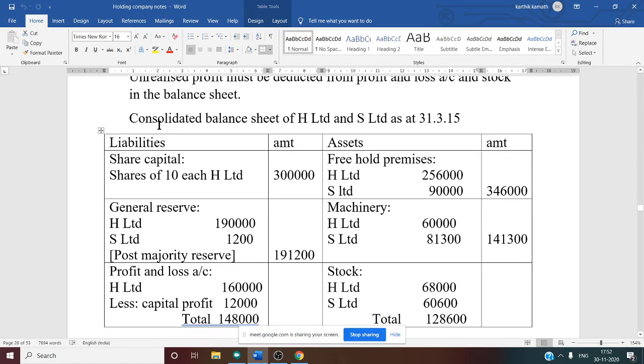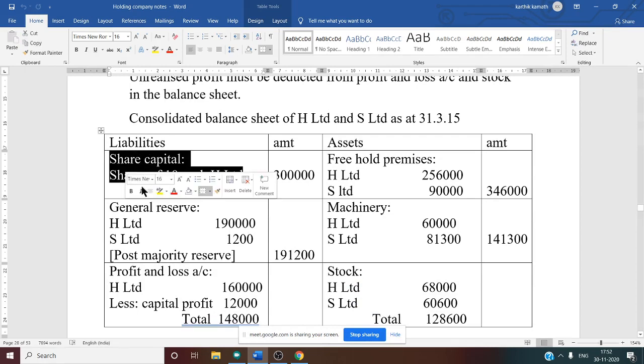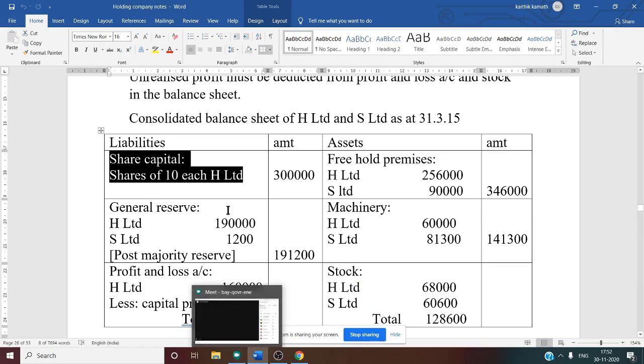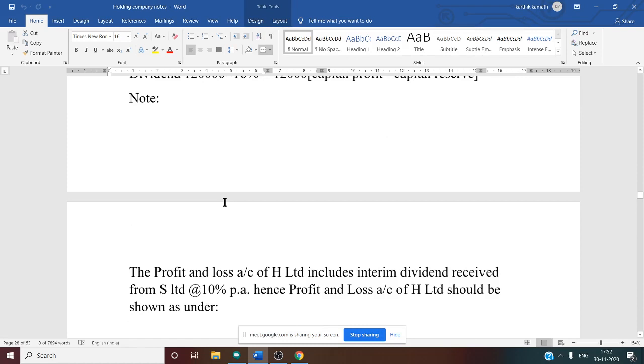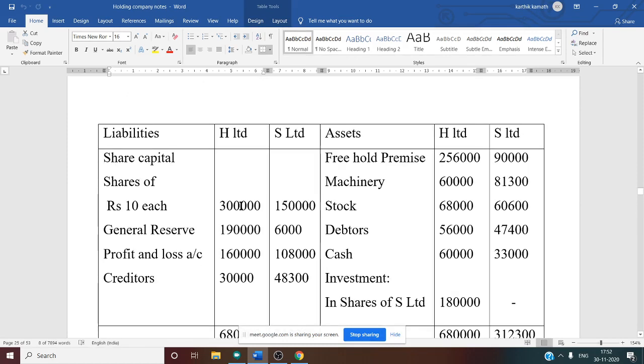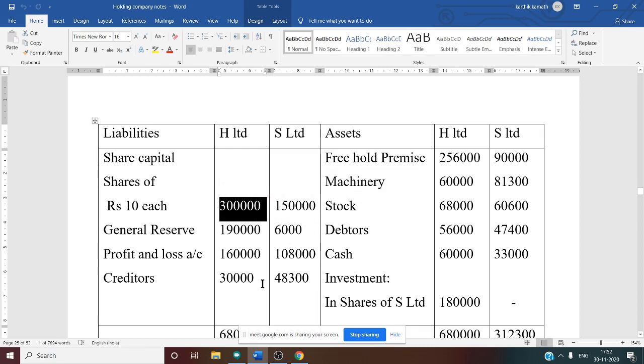Now let us see the liability side information. Share capital. Share capital of H Limited, holding company. So only holding company share capital we have to consider, and subsidiary company share capital we should not consider. Why? Because this is already set down. Some portion goes to the majority, some portion goes to the minority. This is untouched information. That is why it appears in consolidated balance sheet as holding company information only.